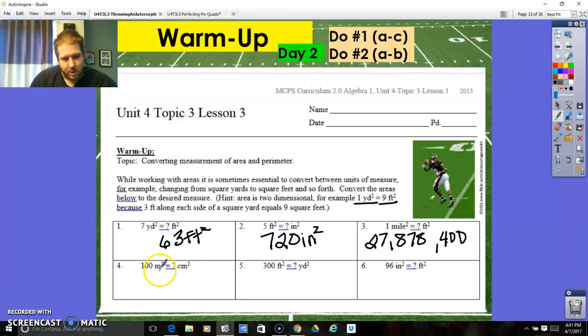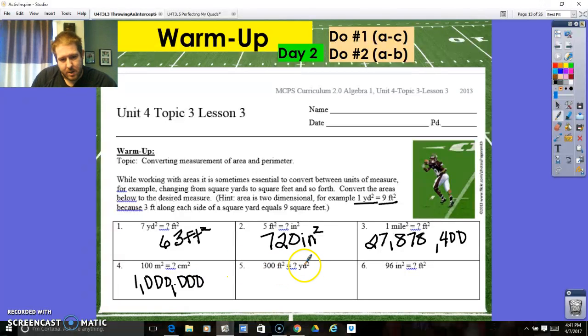100 meters squared. Well, you know there are 100 centimeters in 1 meter. So 100 by 100 would be 10,000. So there are 10,000 centimeters squared in 1 meter squared. And then I'm going to multiply that by 100. Well, I don't even need a calculator, so that's going to give me 1 million exactly. All right.